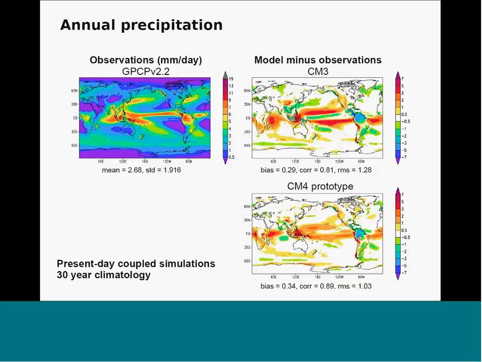An area that is more challenging is the Amazon, here and here. All GFDL models and most CMIP5 models suffer from a dry bias in that region. That has not improved yet in the CM4 prototype that we currently have. We're hoping to be able to make some progress there, but we have not accomplished that at this point.